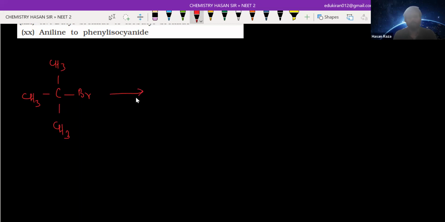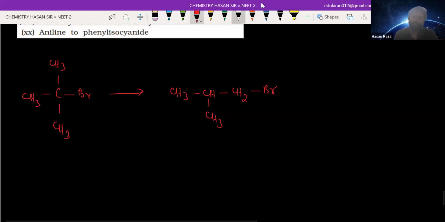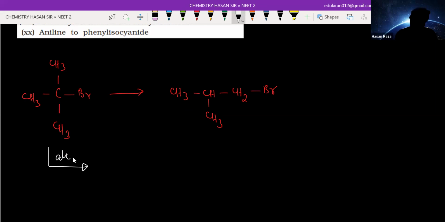And you need to go to isobutyl. Iso means you can see it is CH3, CH3 and then there is CH2 and this is your isobutyl bromide. This is your tertiary butyl bromide and this is your isobutyl bromide. You need to go from here to here. How we are going to convert this? So very simple. I'm going to treat this with alcoholic KOH and heat.